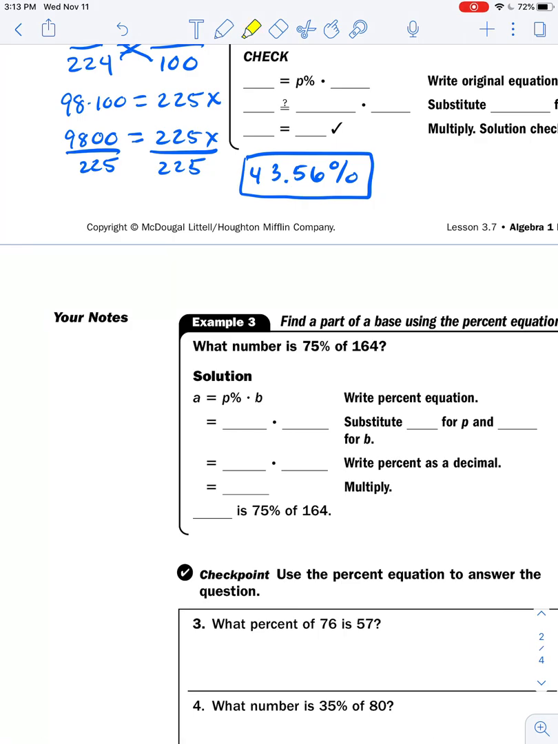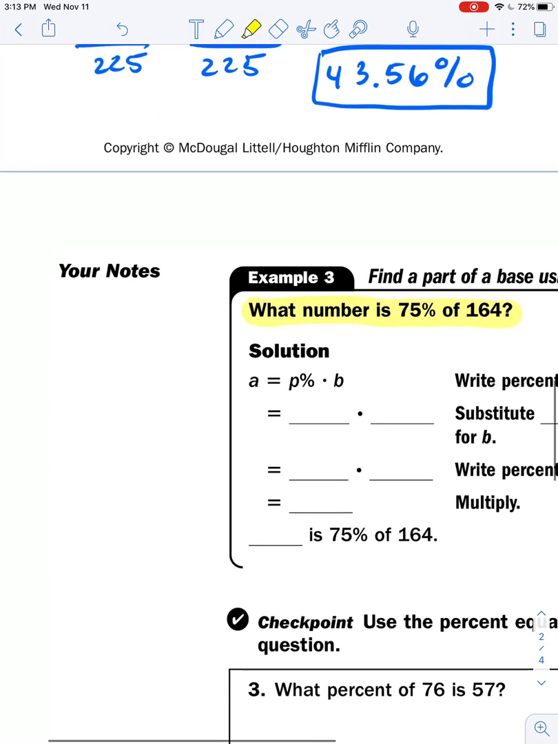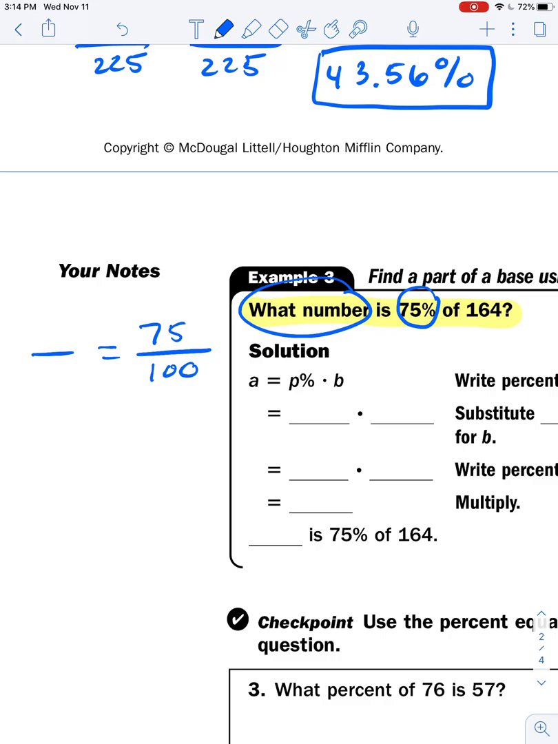So let's keep looking. Now they're going to change the question. If you're looking at this question right here, they're giving me different parts. What number? So now they're not asking for the percent anymore. So I know this is a 100. What number is 75% of 164? So the 75 has to go there because that's my percent. There's my of number, there's my whole. So the thing I don't know is my is number. What number is 75% of that?